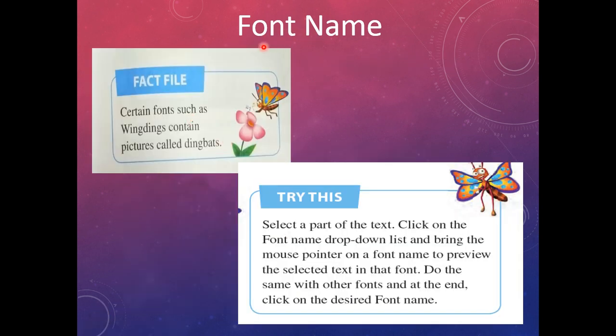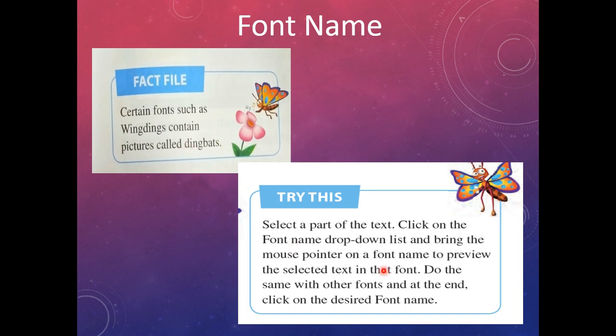Here one more is there, font name. What is a fact file? Certain fonts such as Wingdings contain pictures called dingbats. So how will you see this? Wingdings is one of the fonts, and when you select this, instead of the letters or the text, you will see some pictures. These pictures are known as dingbats.